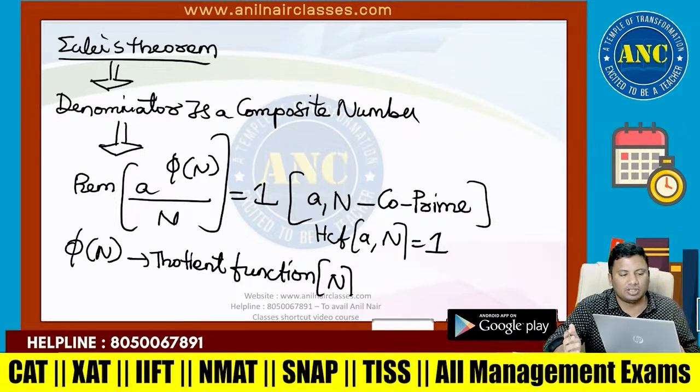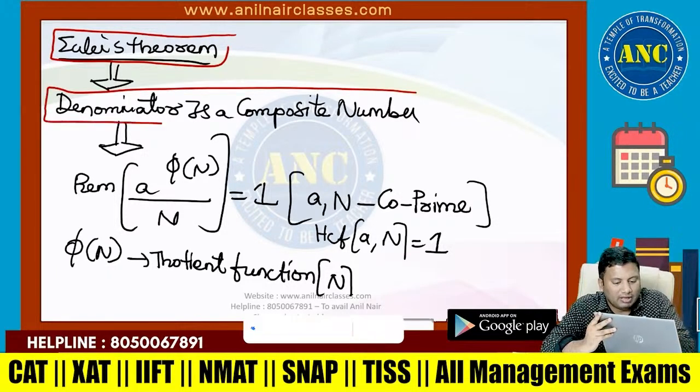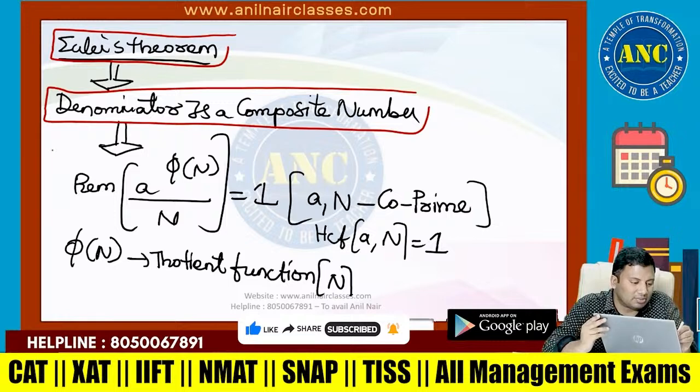First, write down Euler's theorem. What is Euler's theorem? Euler's theorem is used when the denominator is a composite number. If the denominator is a composite number, you can use Euler's theorem. What does that theorem state?